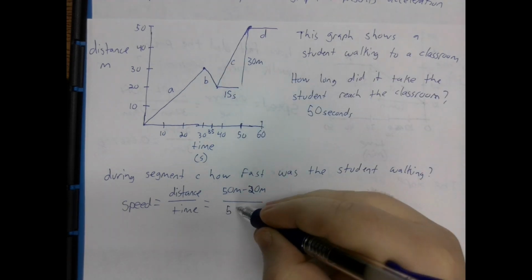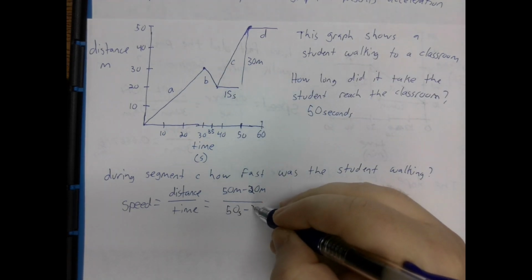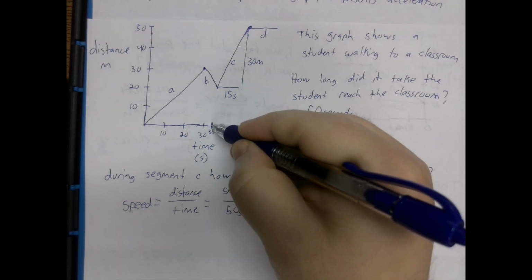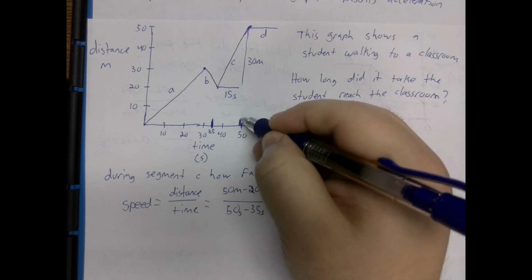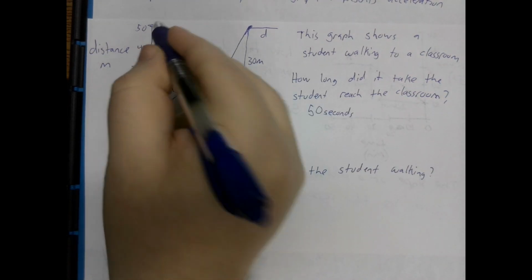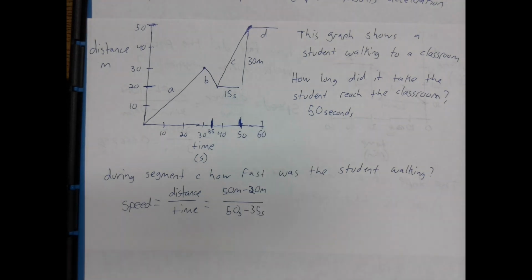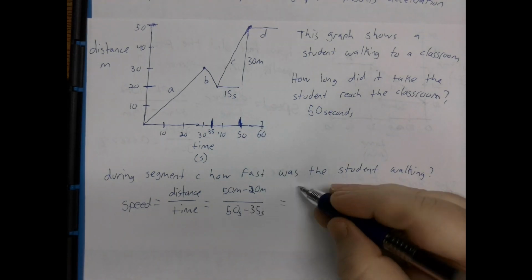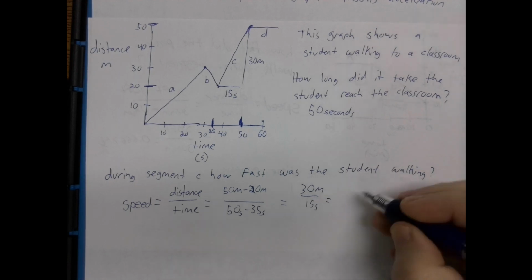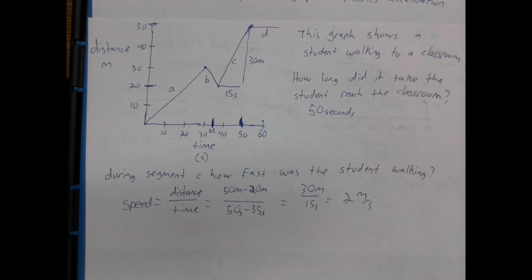So going from 35 seconds to 50 seconds, so going from here to here, and here to here. Or you can look at rise over run, which is 30 meters per 15 seconds, or 2 meters per second.